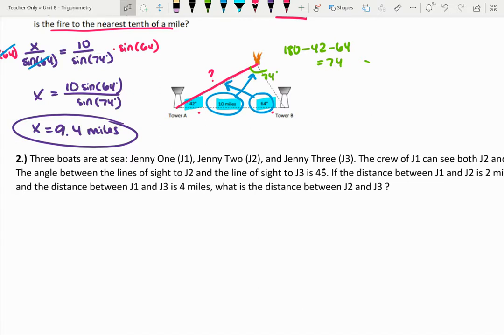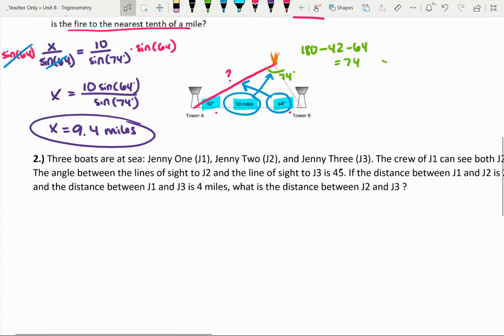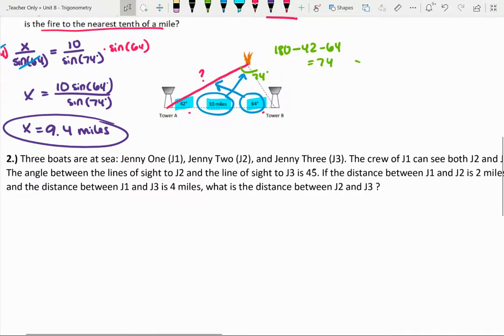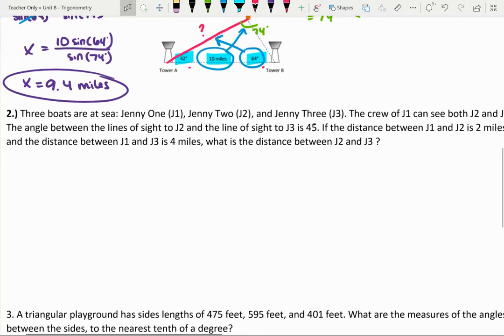So the crew of Jenny 1 can see both Jenny 2 and Jenny 3. The angle between the line of sight to Jenny 2 and the line of sight to Jenny 3 is 45 degrees. If the distance between Jenny 1 and 2 is 2 miles and the distance between Jenny 1 and 3 is 4 miles, what is the distance between Jenny 2 and Jenny 3? So that was a lot of information to take in.